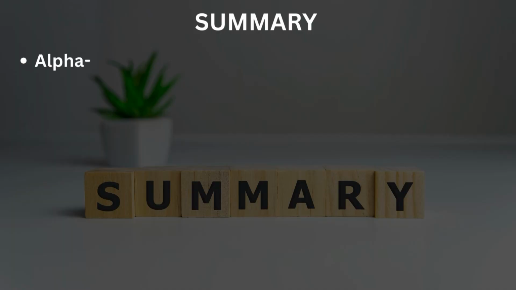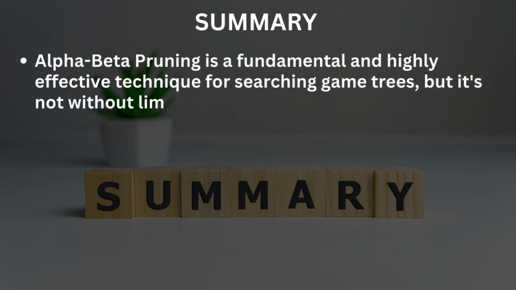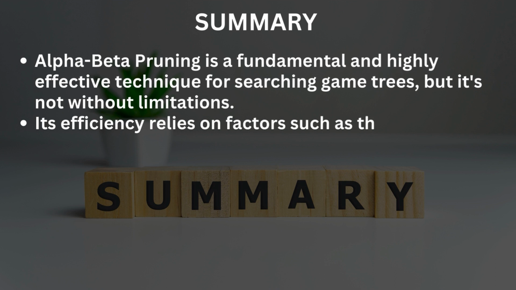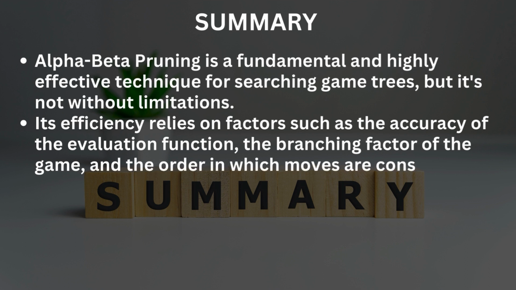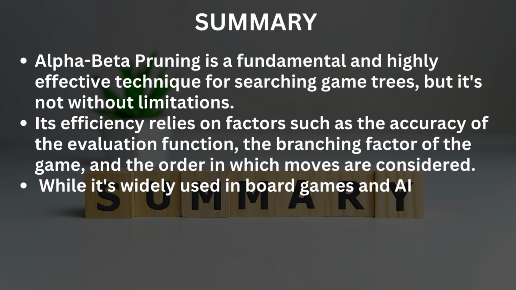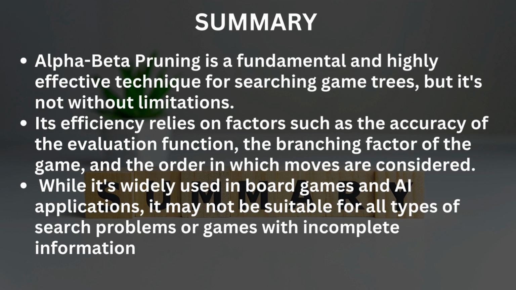to the implementation. In summary, alpha beta pruning is a fundamental and highly effective technique for searching game trees, but it is not without limitations. Its efficiency relies on factors such as the accuracy of the evaluation function, the branching factor of the game, and the order in which moves are considered. While it is widely used in board games and AI applications, it may not be suitable for all types of search problems or games with incomplete information.